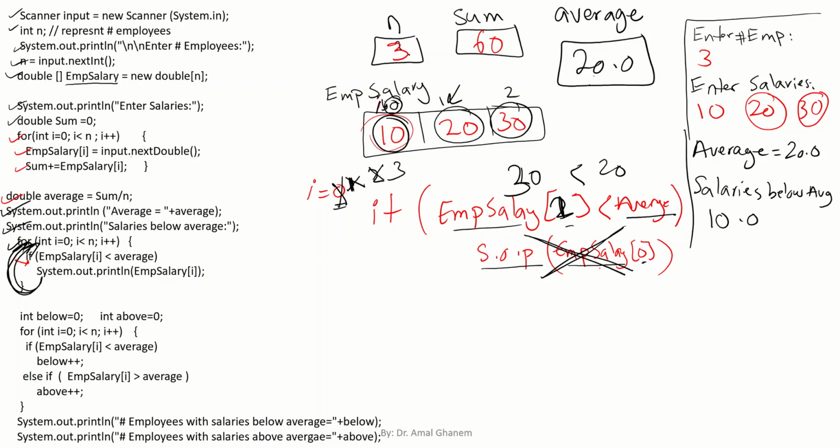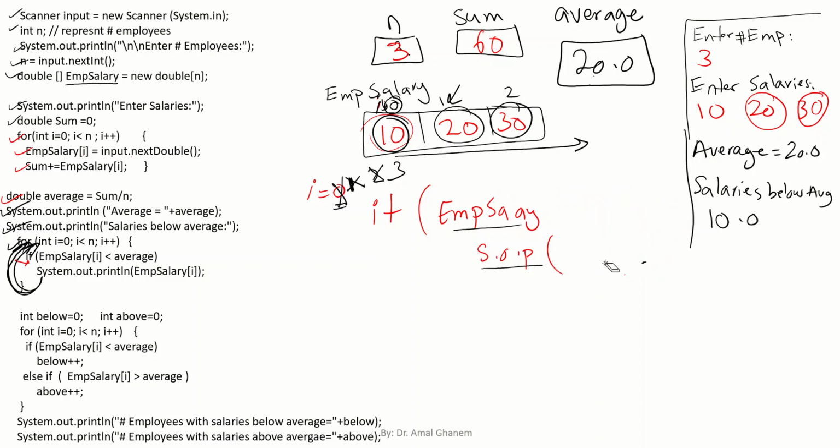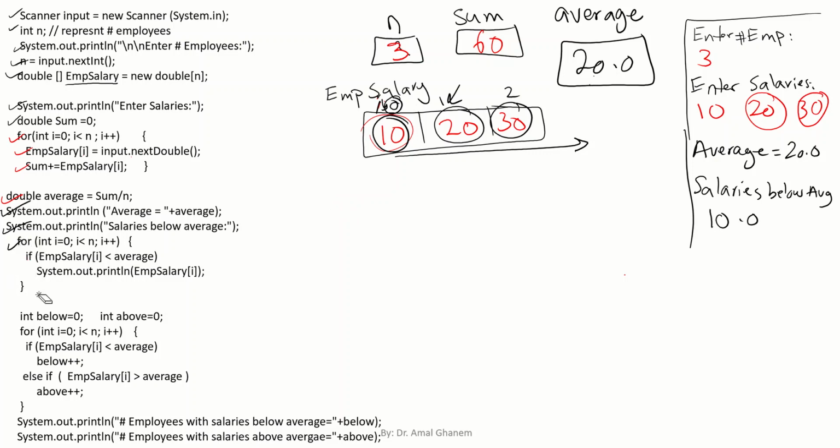So what we did, we just started from the beginning till the end of the array, and each time we compare the element with the average. If it is below, we do the output. And because we have only one number below, that's why we have the output as 10. Now we are done with this block of the for loop.